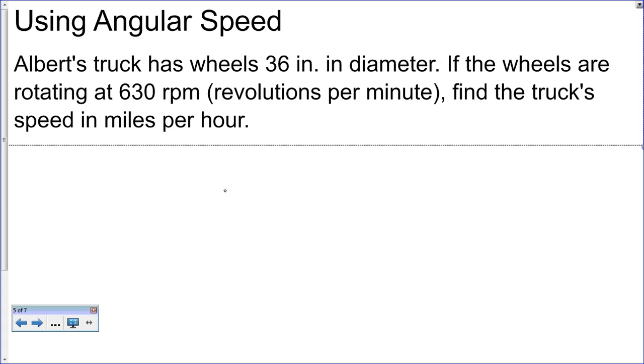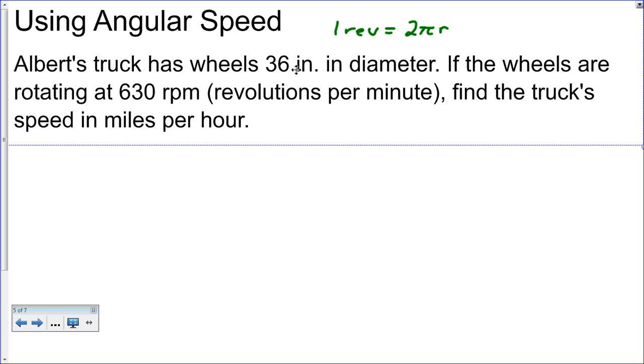The next thing it talks about is using angular speed. There's a difference between speed and revolutions per minute. If you have a wheel and it goes so many revolutions in a minute, and I want to talk about miles per hour, all we're doing is converting between the two things, using the fact that one revolution equals the circumference of whatever is being revolved, so 2 pi r.